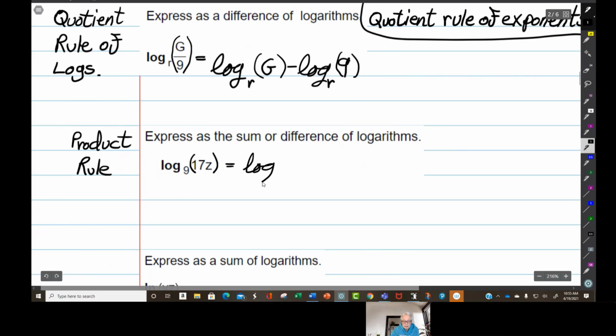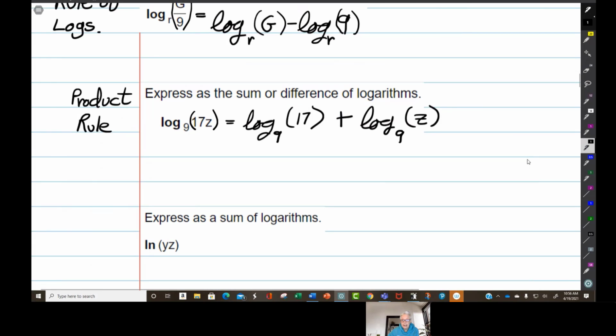Log base 9 of 17 plus, when you're multiplying, plus log base 9 of z. And that's all you have to do. So it's not really rocket science yet.